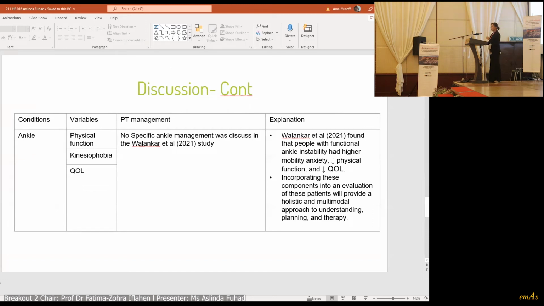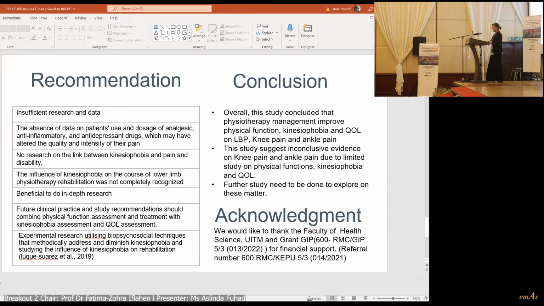For the ankle conditions, no specific ankle management was discussed in the Wallenkar et al. study. However, Wallenkar found that people with functional ankle instability had higher mobility anxiety, reduced physical function, and reduced quality of life. Incorporating physical function, quality of life, and kinesiophobia into the evaluation of these patients will provide a holistic and multimodal approach to understanding, planning, and therapy.